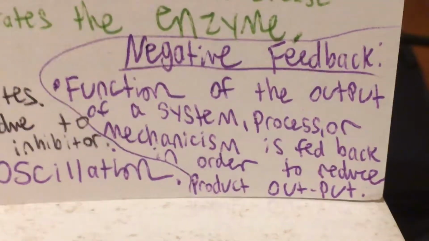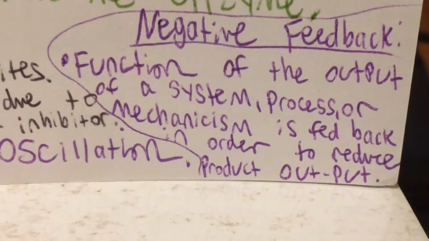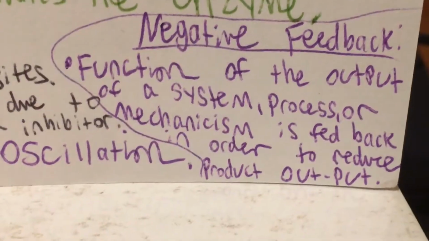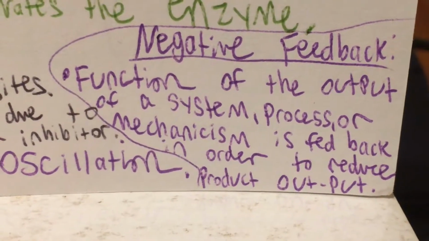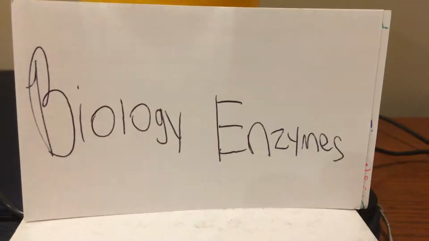And then the negative feedback is basically the function where the output of a system, process, or mechanism is fed back in order to reduce product output. Basically to reduce. And there you have it.